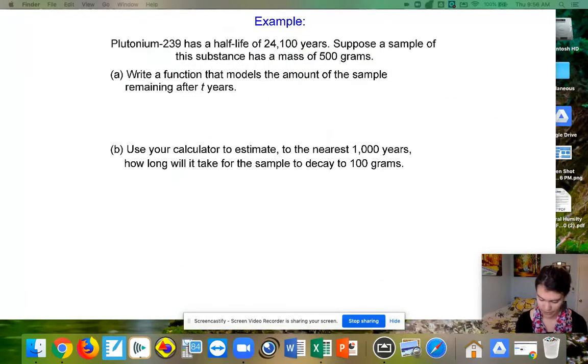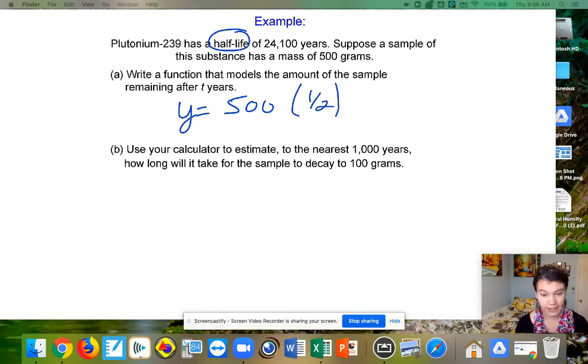Okay, so next one here, we have plutonium has a half-life of 24,100 years. Suppose a sample starts with 500 grams. We want to write this function. So same idea, you could say P of t or y or whatever you want. So 500 is your initial amount. And then this is a half-life. So it's saying when we get to half of that. So since it's a half-life, our rate is a half, or you could do like 1 minus a half since it's decaying. You'll still get a half.